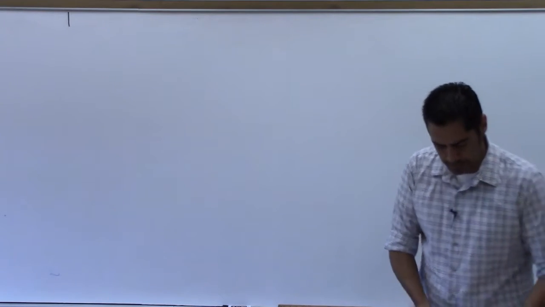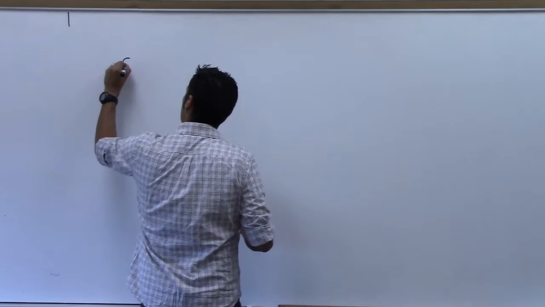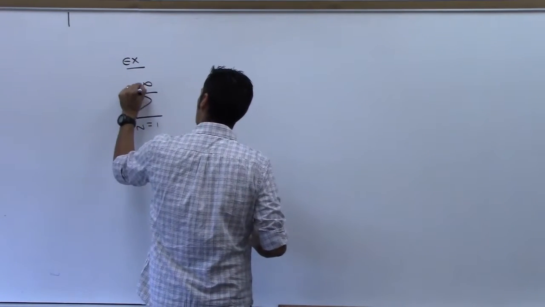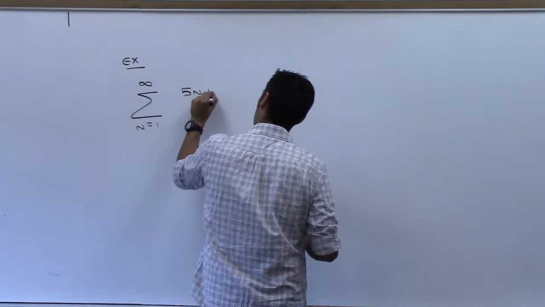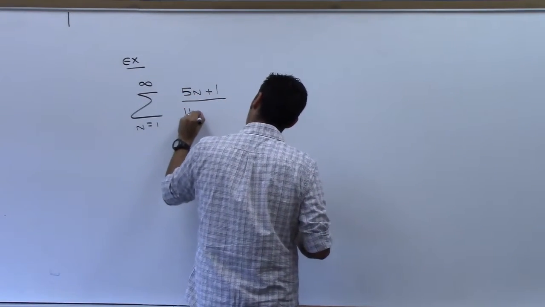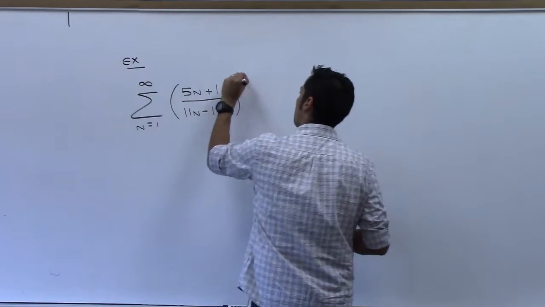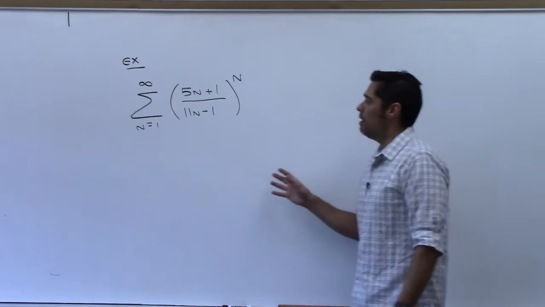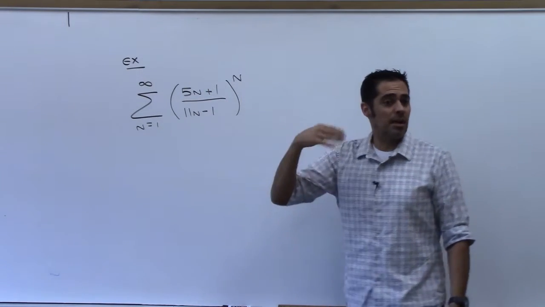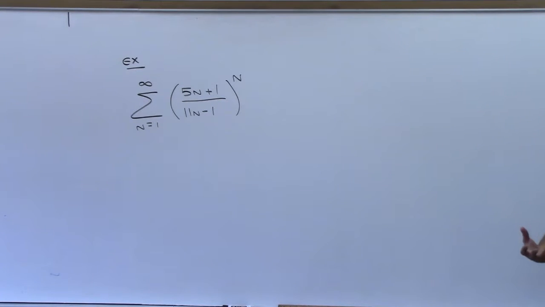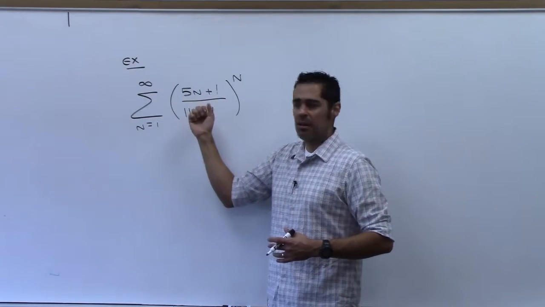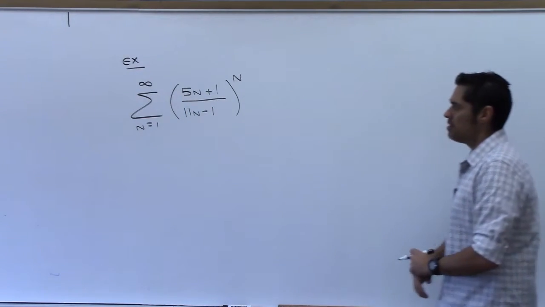So here's an example. Sum n equals 1 to infinity, (5n plus 1) over (11n minus 1), all raised to the nth power. So you may look at this problem and say, okay, hey, look, I've got something to the n. Anytime I saw n as a power, I was thinking geometric series, except for the fact that the number inside here, well, it's not a number. It's not fixed, right? This isn't an r. So that's not going to work.